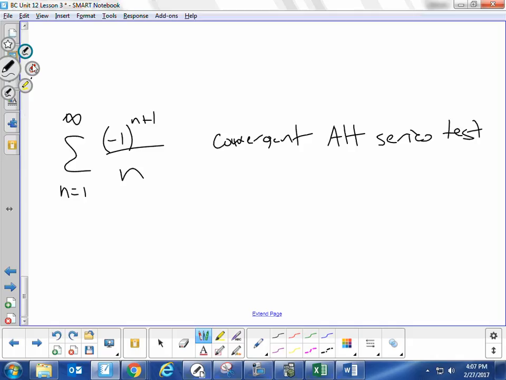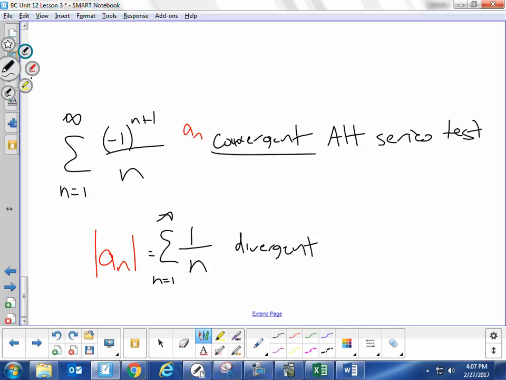However, if I took the absolute value of this, so the absolute value of a_n, all you have to do is, whenever you have an alternating series, just make them all positive. The negative 1 would really just go away and become 1 over n. And we know that this sum is divergent. Because it's convergent as an alternating series, but it's divergent when it is looked at in the positive manner, we would consider this series conditionally convergent.